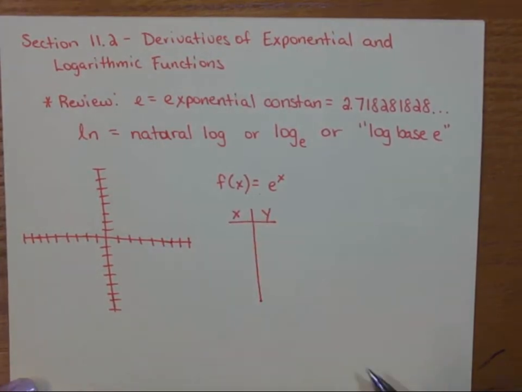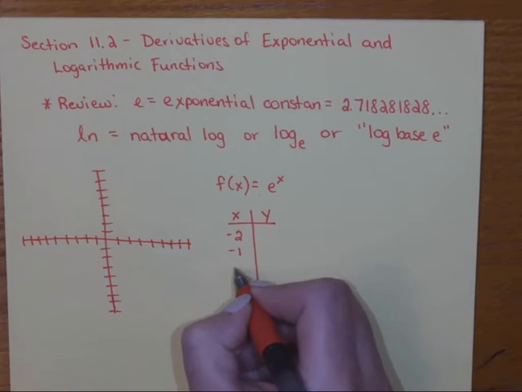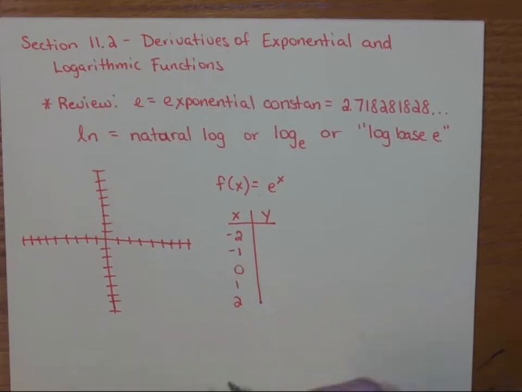Back when you were learning how to graph things, we're going to graph e to the x, and then also its inverse, but for now let's just do e to the x. When you don't know what a graph looks like, you can do an xy chart. You pick some x's, and then plug them into the equation to find out what the y's are. Literally, you could use your calculator for this.